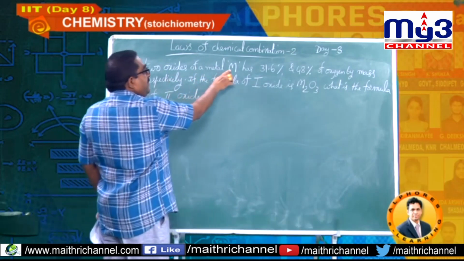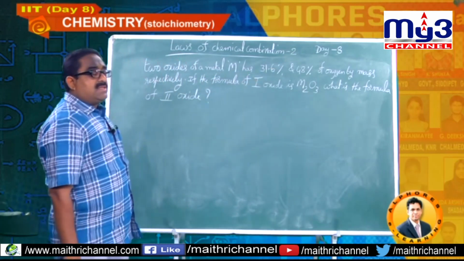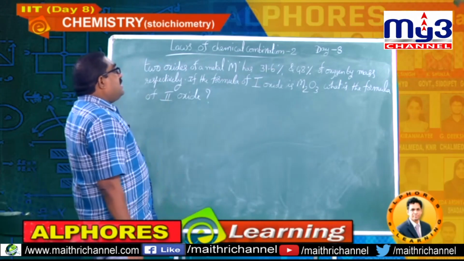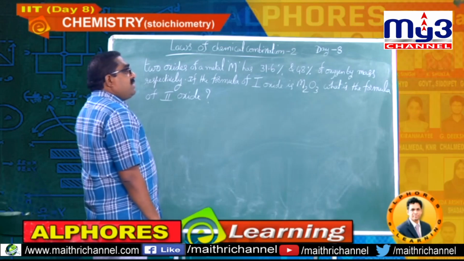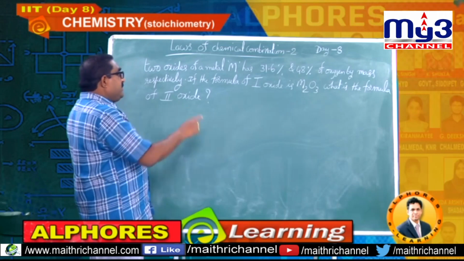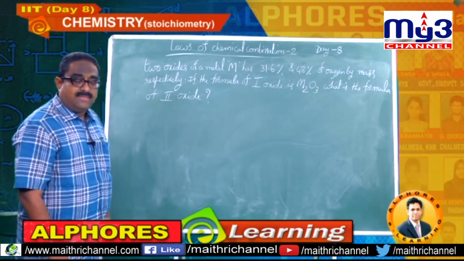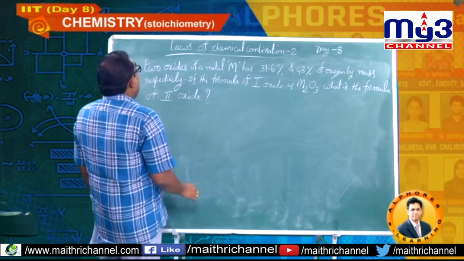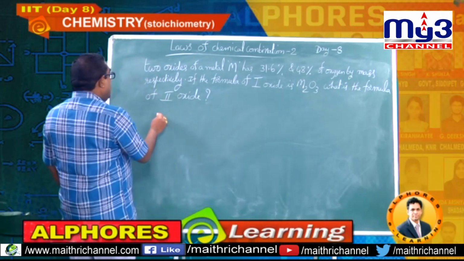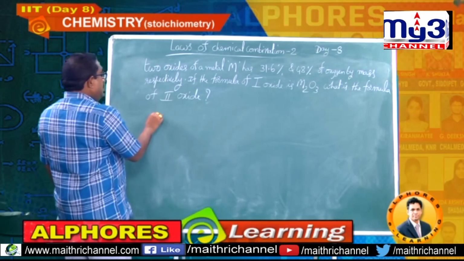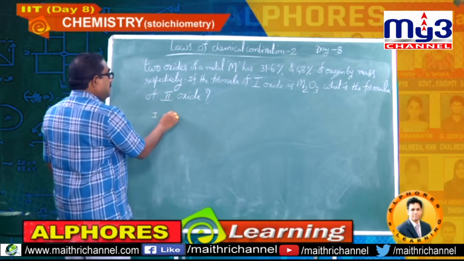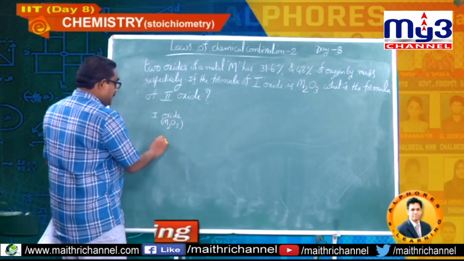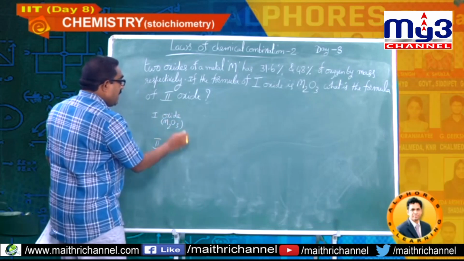Two oxides of a metal M have 31.6% and 48% of oxygen by mass respectively. If the formula of first oxide is M2O3, then what is the formula of second oxide? Okay students, let me explain how to solve this. I am writing here first oxide, that is M2O3, write down students. Second oxide, just the data I am writing.